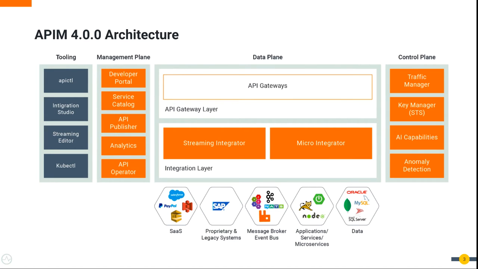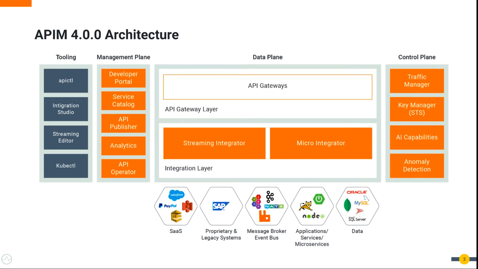Understanding the API Manager 4.0's architecture is very important prior to any solution design or development processes in this tutorial. The API Manager 4.0 has four different planes named as tooling, management plane, data plane, and control plane. The API CTL, Integration Studio, Streaming Editor, and Kubernetes Controller fall under the tooling category. Publisher Portal, Dev Portal, Service Catalog, Analytics, and API Operator fall under the management plane. The data plane comprises Gateway, Streaming Integrator, and Micro Integrator, whereas the control plane contains the Traffic Manager, Key Manager, Artificial Intelligence Capabilities, and the anomaly detection.